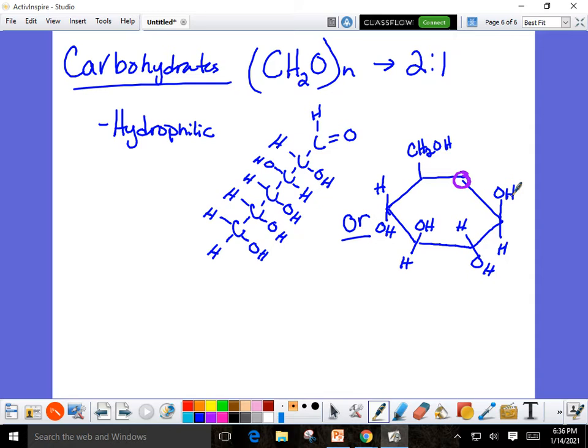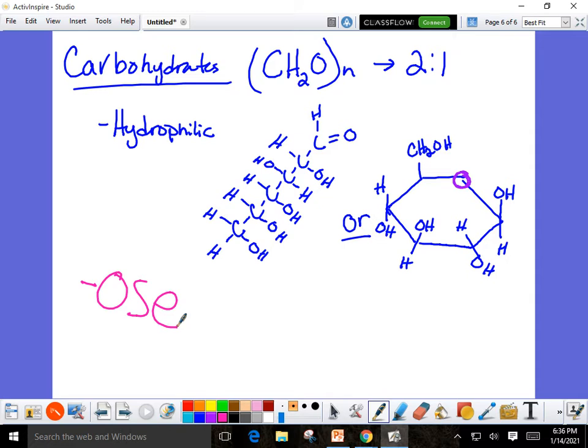Now, I do want to point out that carbohydrates will always end in OSE: glucose, fructose, sucrose, lactose. These are the smaller ones. Obviously, glycogen and starch don't end in that. Cellulose is one. So when you see a word that ends in OSE, that indicates that it is a carbohydrate.